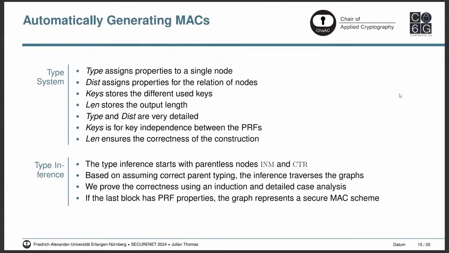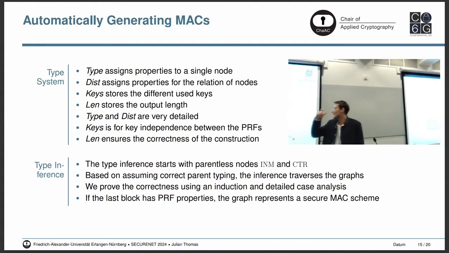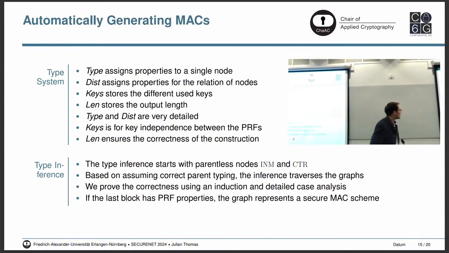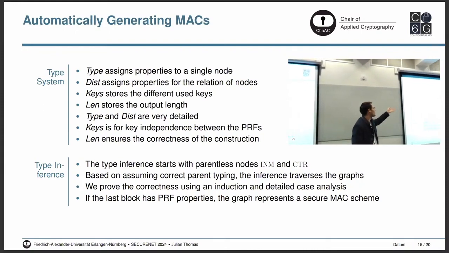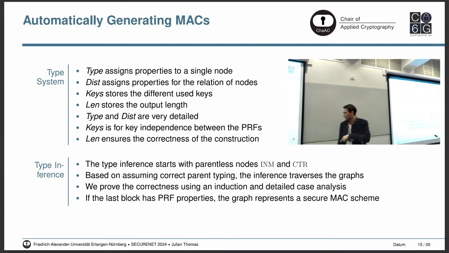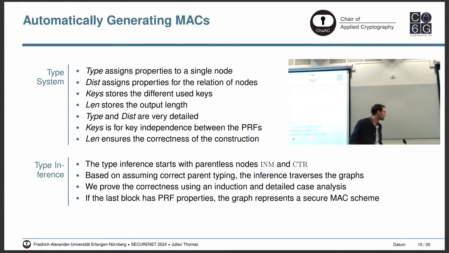So this was the part where we generated our schemes, but we also want to prove the security of our schemes. So we created a type system for our graph, and the type system holds the properties we want to consider while analyzing our graph. And we have about 4 main property parts. It's type, which assigns the properties to a single node. Then we have dist, which relates 2 nodes in our graph for all nodes in the graph.